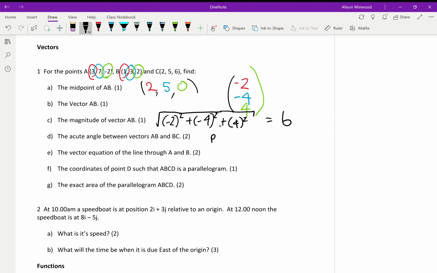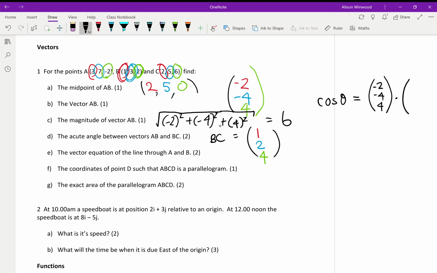Angle B to C. So 1 to 2 I need to add 1, 3 to 5 I need to add 2, and 2 to 6 I need to add 4. Then the formula for the angle is cos theta is one of the vectors, A to B, dotted with B to C, divided by their magnitudes.